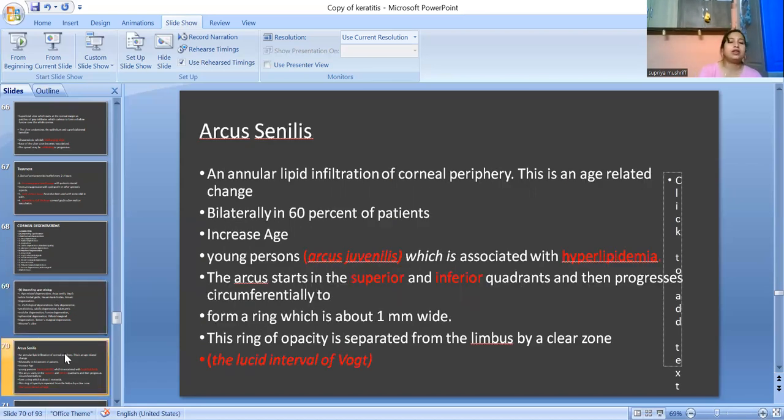Now, arcus senilis is very common and comes in viva and theory. Arcus senilis is an annular lipid infiltration of the corneal periphery. This is an age-related change, seen bilaterally in 60% of patients with increased age. In a young person, the differential diagnosis is arcus juvenilis, which is associated with hyperlipidemia. The arcus starts in the superior and inferior quadrants and then progresses circumferentially to form a ring about 1 millimeter wide. The ring of opacity is separated from the limbus by a clear zone, the lucid interval of Vogt.